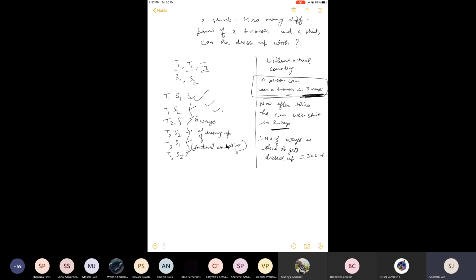So following it is important. Somehow both the works are related to each other. Dressing up consists of wearing a trouser and a shirt.